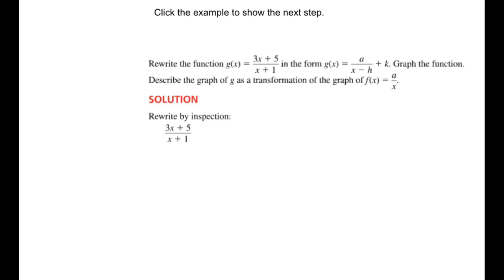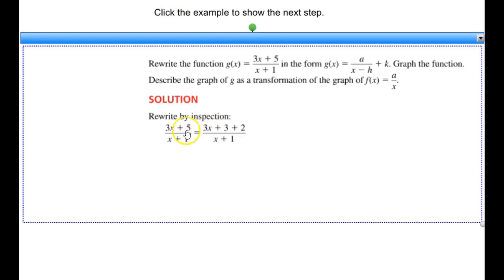So here we're going to start looking at our second learning target, which was rewriting rational functions. So now I have to rewrite the function 3x plus 5 over x plus 1 in my standard form, right? A over x minus h plus k, and then graph it. So we've done that before. You used division of polynomials. So here we're going to do it by what's called inspection.